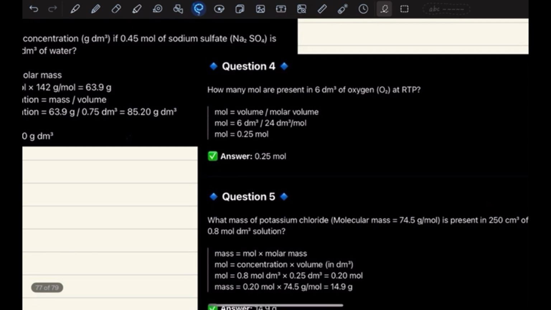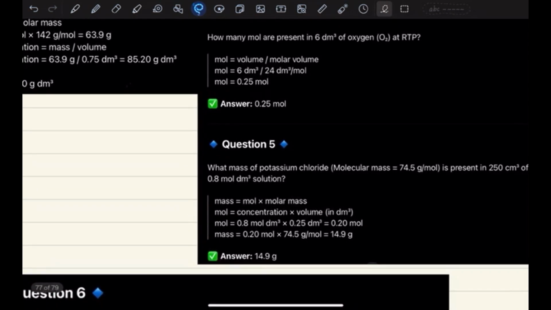Question 4 again. If you know the formula, you can get this quite easily, right? Question 5 here. Again, multi-step, right? First of all, we needed to use the mass equals moles times molar mass. Why? We've got the molar mass. Sorry, what am I talking about? We need to do the concentration one first.